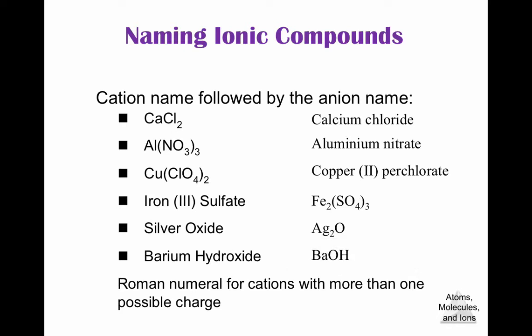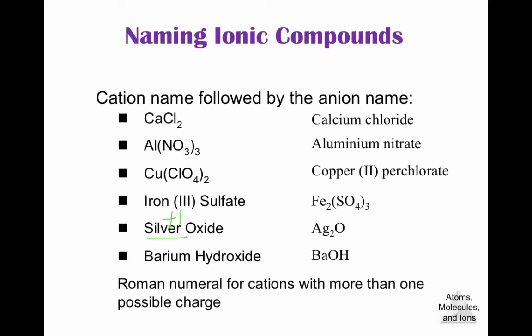Notice that even though silver is a transition metal, it doesn't need a Roman numeral. Why doesn't silver need a Roman numeral? Well, silver is only +1. Silver doesn't have possible charges. Silver's only +1. Same with zinc. Zinc is only ever +2. So silver and zinc do not need Roman numerals.